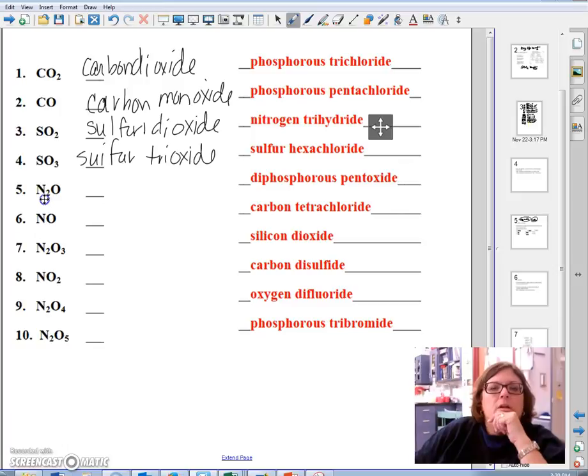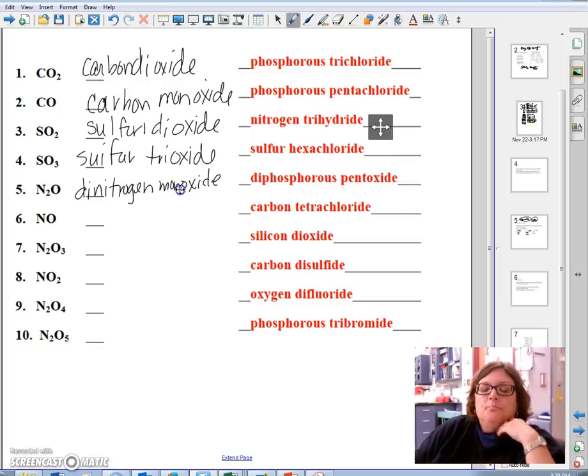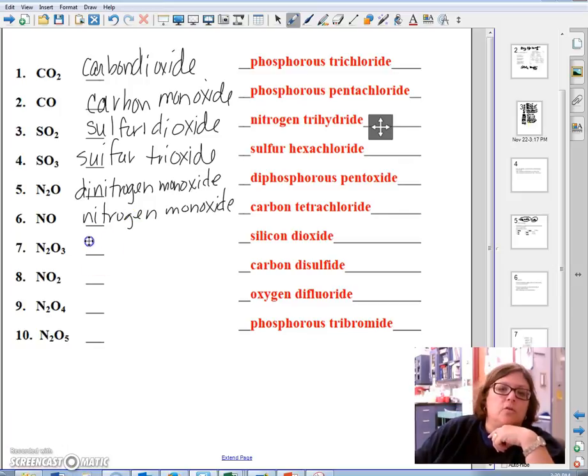Nitrogen and oxygen. How am I going to name this guy? Dinitrogen. Now, can I just say oxide? No, I have to have the mono in there. And remember, if you've got an oxide, if the prefix ends in a vowel, you can drop it. So instead of saying monooxide, you can say monoxide. NO is just going to be nitrogen monoxide. N2O3, dinitrogen trioxide.